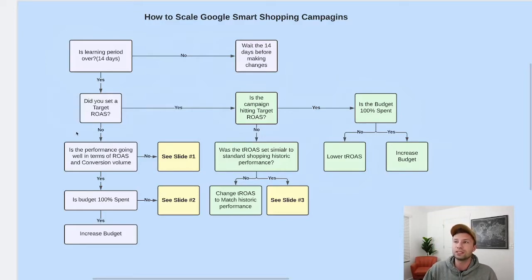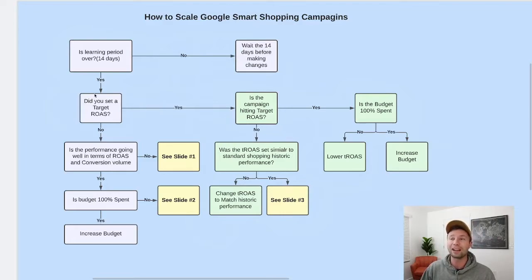Now, heading back over here to this section, is your campaign hitting its target ROAS? If your campaign isn't hitting its target ROAS, that's where you can go to this section right here, which is, was the target ROAS set to a similar historical performance as your standard shopping campaigns? If you're running standard shopping campaigns, and that was getting you say a 3 ROAS, did you set your target ROAS at a 3, or did you set it higher than a 3 or lower than a 3? If the answer to that is yes, then I have a full slide dedicated on what you can do in that situation. If the answer to that is no, then simply change your target ROAS to match the ROAS that you had before, or the ROAS that you had with the standard shopping campaign. I'm saying ROAS so many times. So that's that situation right here.